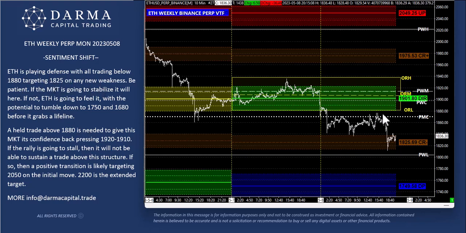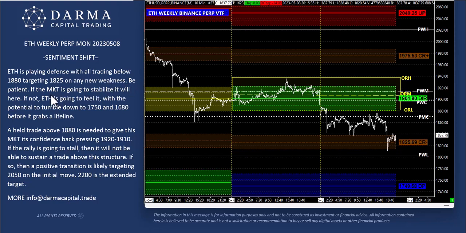And if you look at the chart, you can see that that is the lower metric boundary of the weekly directional. And it's also the opening range low. And we're saying it's going to target 1825 because we know that at the minimum, we're looking for it to come down to the CR minus. And the market's either going to stabilize there for a rotational trade, or it's going to let loose to the downside. And so that's exactly what we're highlighting here in the commentary.